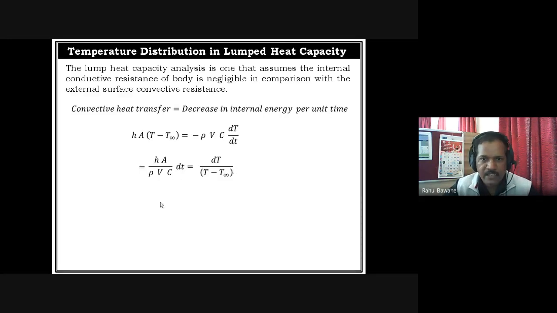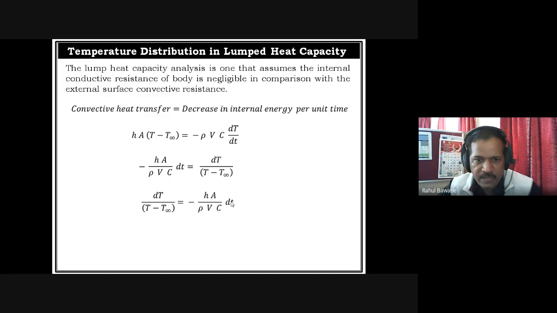Now we are rearranging this. We shift rho V c to the left-hand side, and dt on the left-hand side with a negative sign. So we get the form minus hA upon rho V c dt equals dT, the change in temperature, divided by T minus T infinity. Now we have this form in temperature and time.